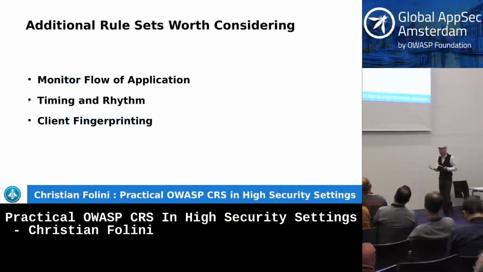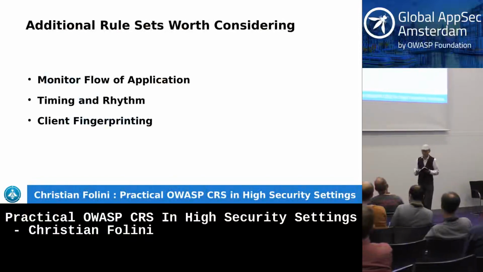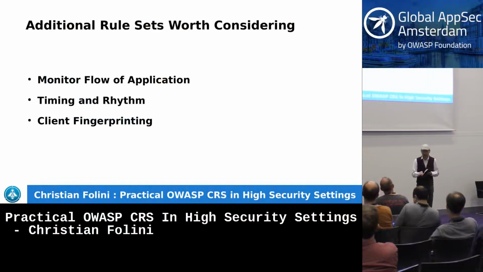What are additional rule sets worth considering in such situations? You can monitor the natural flow of an application. So if somebody places a request that is in the wrong order, I mean, why do you want to check out when you haven't even selected something? That doesn't work. That is suspicious. If there are requests that look more like a vulnerability scanner, you block them immediately. Rules like that can be done.